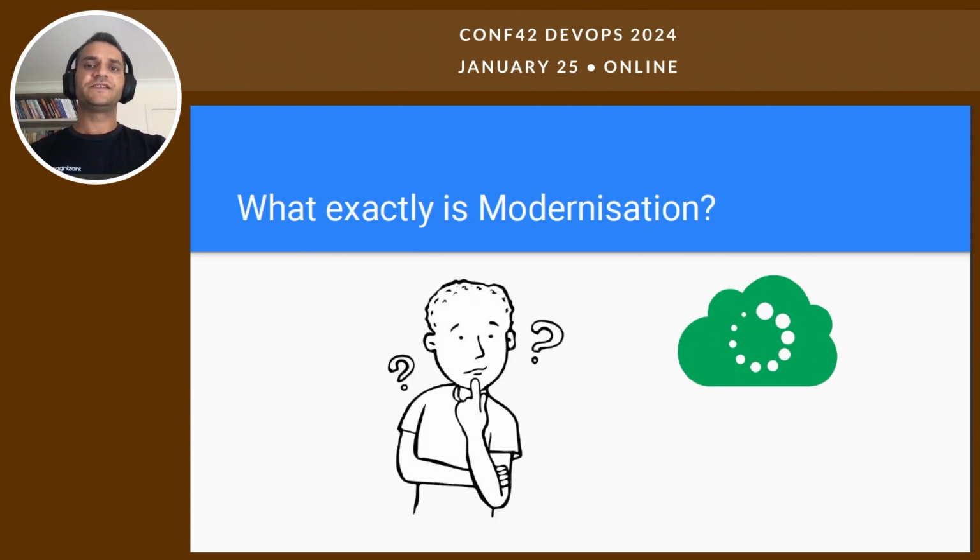Now, before we dive in, let's clarify the concept of digital modernization. I believe digital modernization is the process of harnessing advanced technologies and platforms to transform IT infrastructure, data management, and application development. In the context of Google Cloud Platform, or any other cloud platform for that matter, we'll break it down into three core categories.